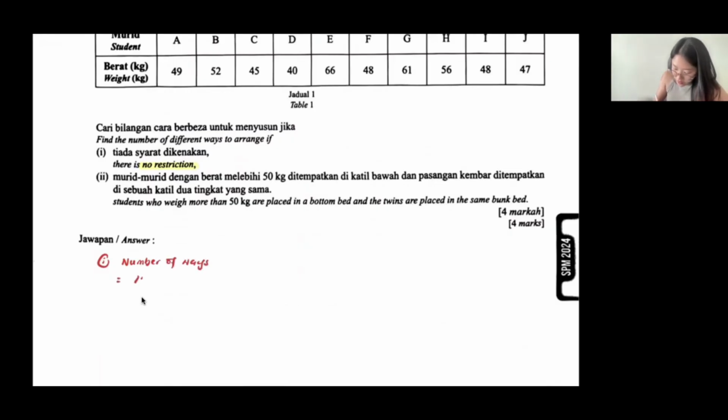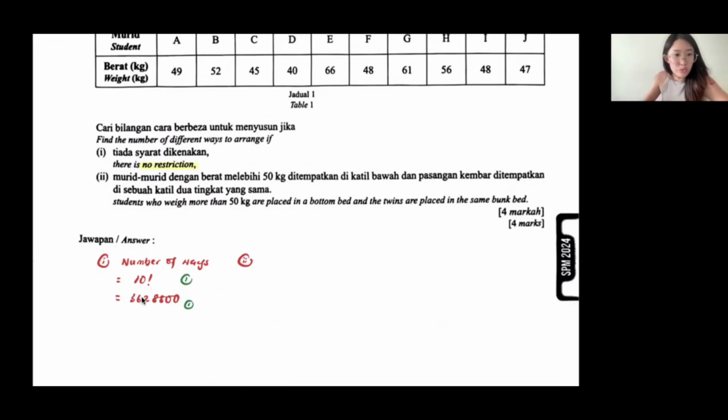So this is 10 factorial. 10 factorial will be 3628800. So this is 3 million something. So 1 mark here, 1 mark here.